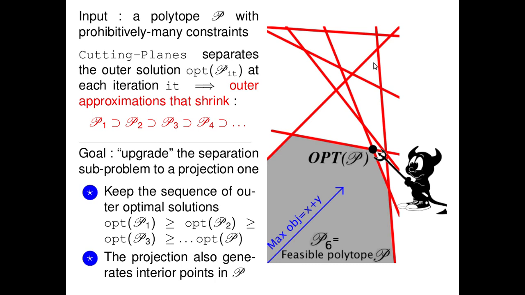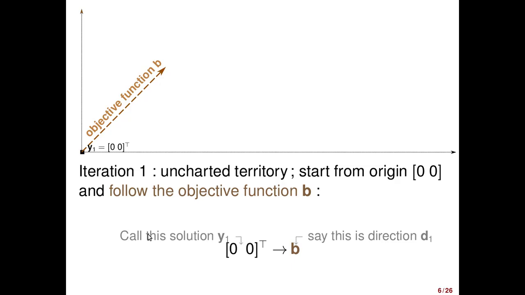I propose the idea of upgrading this separation subproblem to a projection one. The projection will also generate interior points in the feasible area, but I will still keep these outer solutions. Here I mean objective values. Opt P1 is larger than opt P2. The optimal solution value is smaller and smaller. This is the first iteration.